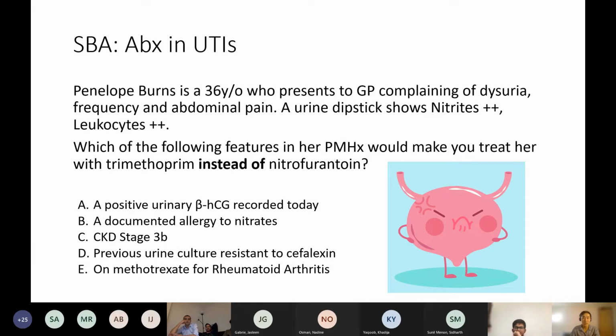So I'm going to reiterate the question because I know it's worded poorly. Why are we giving this person trimethoprim instead of nitrofurantoin? So which of the following 5 options is a contraindication for nitro?